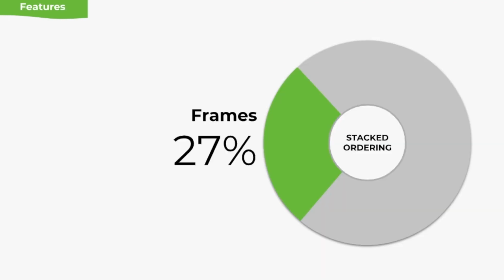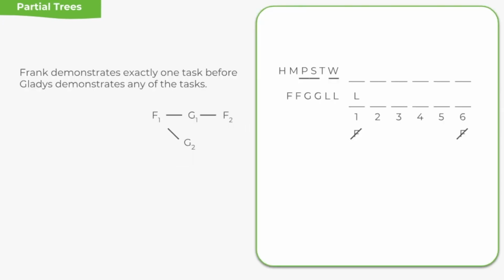So that leaves frames. 27% of all stacked ordering games can be framed. And what that means is that you can create multiple game boards, follow the inferences, and then use those game boards in order to answer the questions more efficiently.